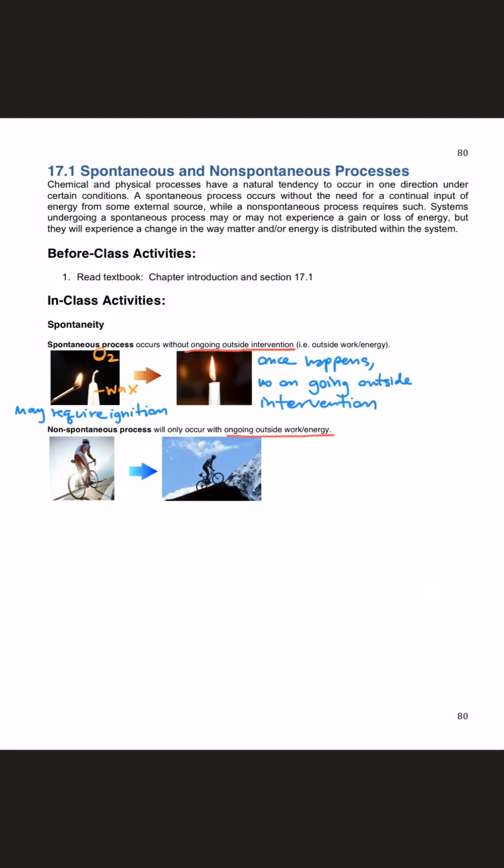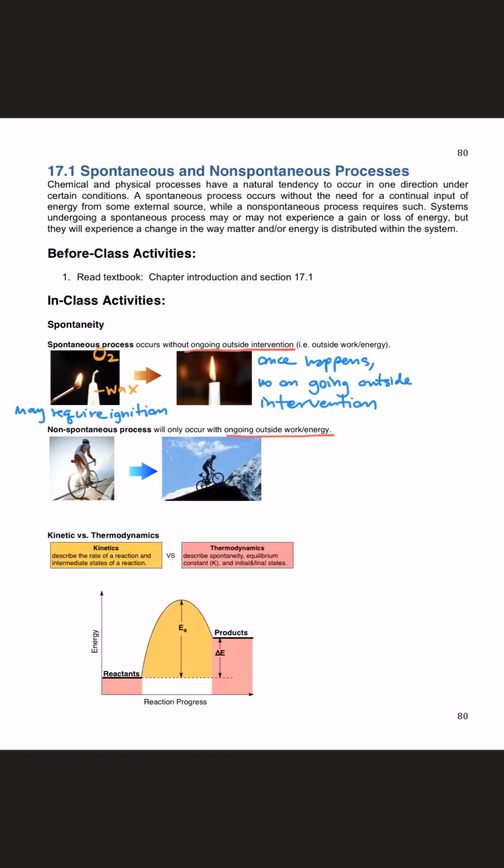An example of non-spontaneous process would be biking uphill. The biker will need to continuously pedal in order to go up toward the hill. In this case, this process would be considered non-spontaneous because the biker will need to input ongoing work, because without doing so, the bike would just roll downhill.